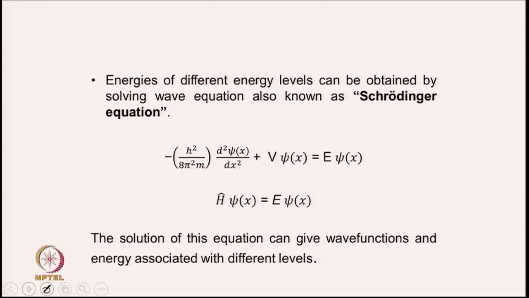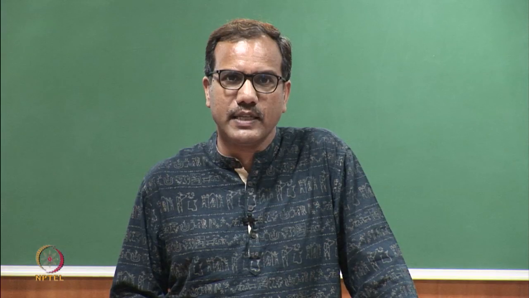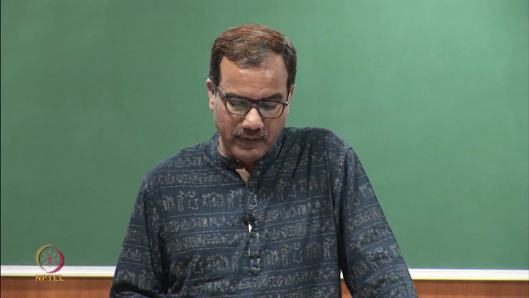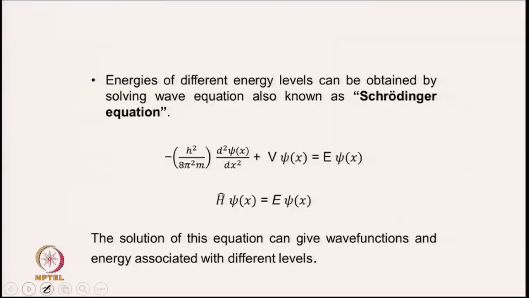levels. So, energies of different energy levels can be obtained by solving the wave equation, which is known as the Schrodinger equation. This is the kinetic energy operator, this is the potential energy operator. When they are applied on the wave function, what you can get is the energy of the rotational levels. So, the solution of this equation can give you the wave function and energy associated with different levels.